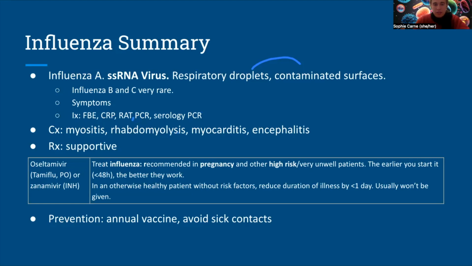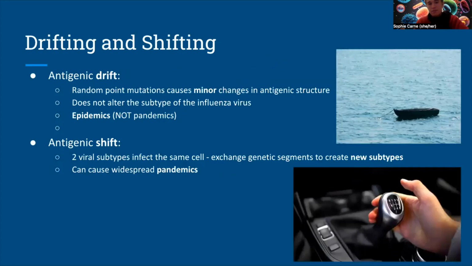Complications include these four things: myositis, rhabdomyolysis, myocarditis, and encephalitis. And the management, as we spoke about before, is supportive. So you only treat it if your patient is pregnant or if they're really high risk or unwell. In these people, the earlier you start it, the better. Prevention, it's recommended that everyone is vaccinated annually and to avoid sick contacts.